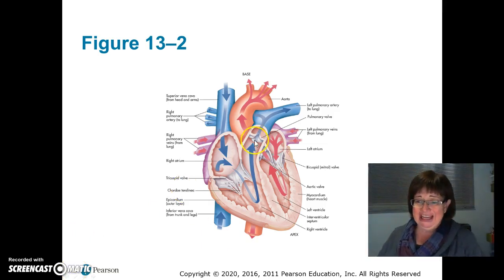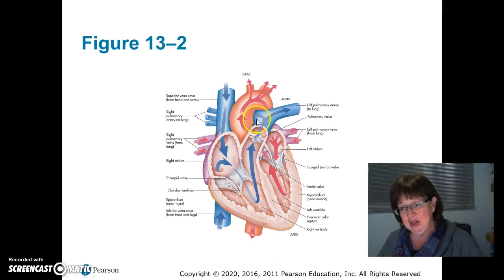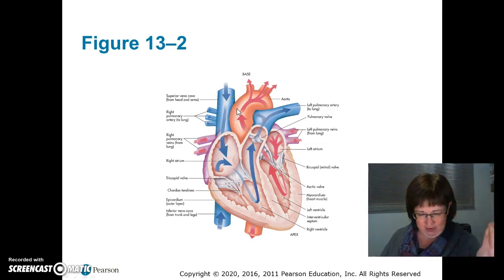Then when you look at the other valves in the heart, there are valves that prevent the blood from coming backwards when the ventricles relax. You can see one here. These are called the great vessels. There's one that leads to the pulmonary artery. This is the pulmonary valve. And then there's one that comes out of the left ventricle and leads to the aorta. That's the aortic valve.